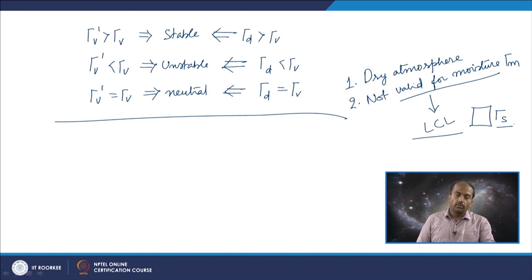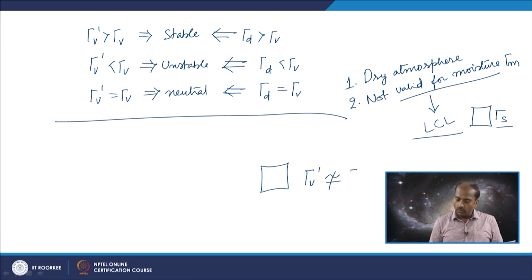So, these conditions are not always valid. It depends on whether the air parcel has some amount of moisture or if the air parcel is saturated. So, this analysis or criteria are valid only below the lifting condensation level. For saturated parcels, when you have moisture, what will happen if it reaches the LCL? Then gamma v prime cannot be equal to gamma d.